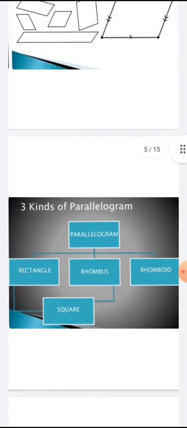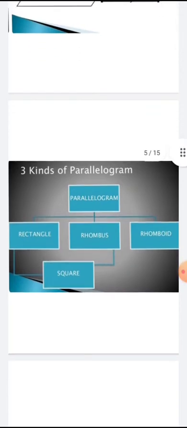Similarly, 3 kinds of parallelogram we have seen in your previous classes also. The first one is a rectangle, the second is a rhombus, and the third is a rhomboid, and one more we have seen, that is a square. All these properties we have learned in your previous classes. So the types of parallelogram are the rectangle, the rhombus and the rhomboid, and one more, the square.